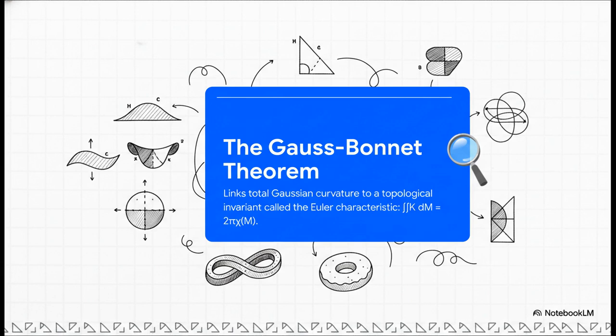And what this theorem does is absolutely profound. It creates a direct link between geometry, all those local measurements of bending, and topology, which is the study of the overall fundamental shape of an object. Stuff like how many holes it has. It says that if you add up all the local curvature, the total is always directly tied to a topological number called the Euler characteristic.